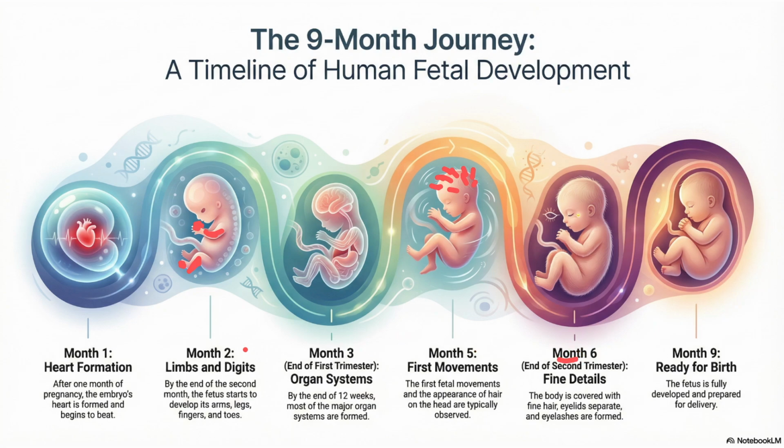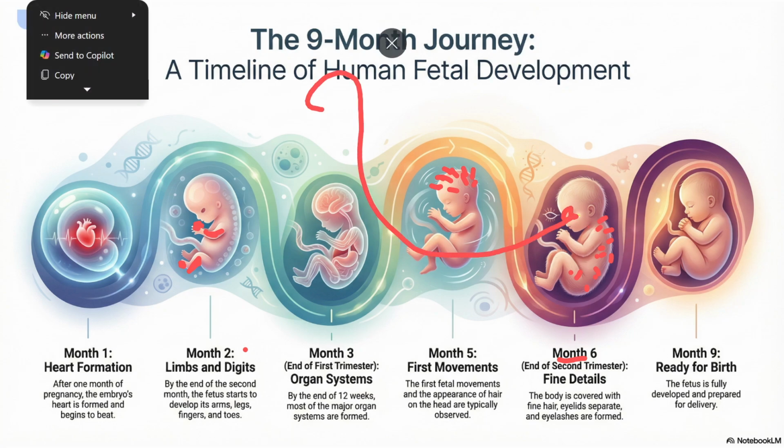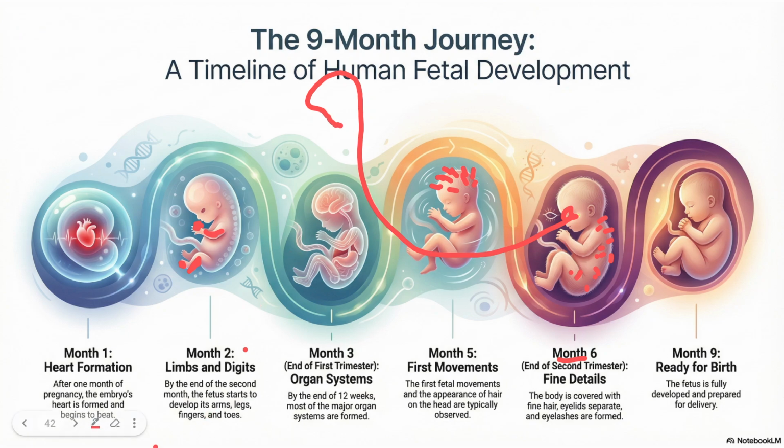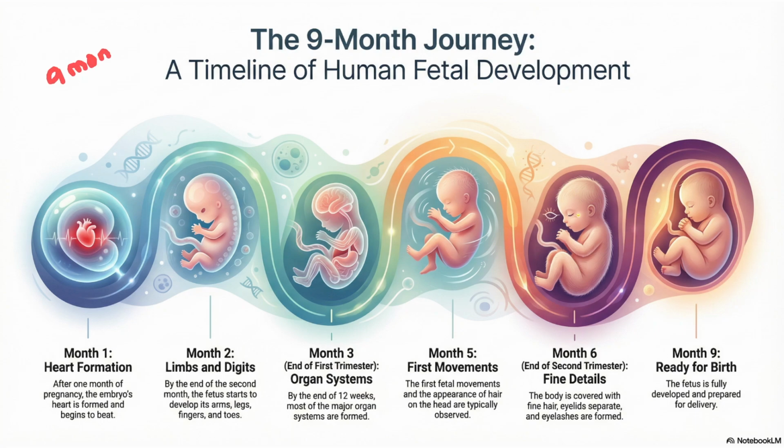Then at the end of the sixth month, the body is covered by fine hair. The eyelids will separate and eyelashes will form. So these things will happen. Then at the end of the 9th month, the fetus is fully developed and ready for birth. And they will ask about the changes. Now the 9 months period we can classify into trimesters.